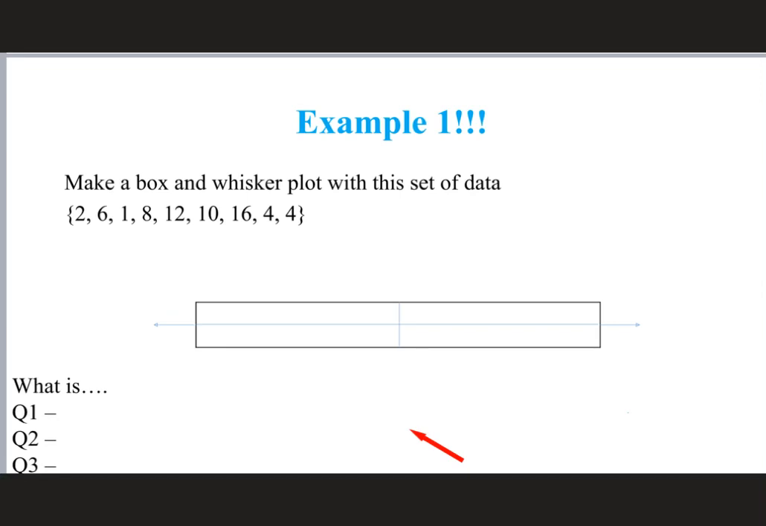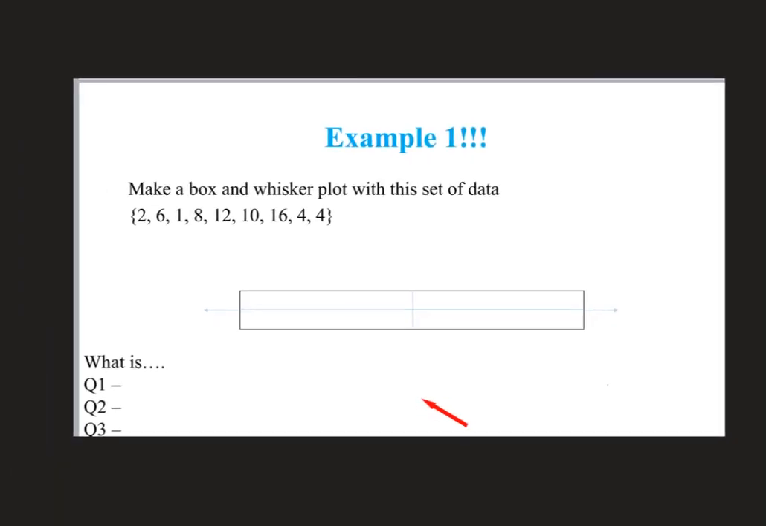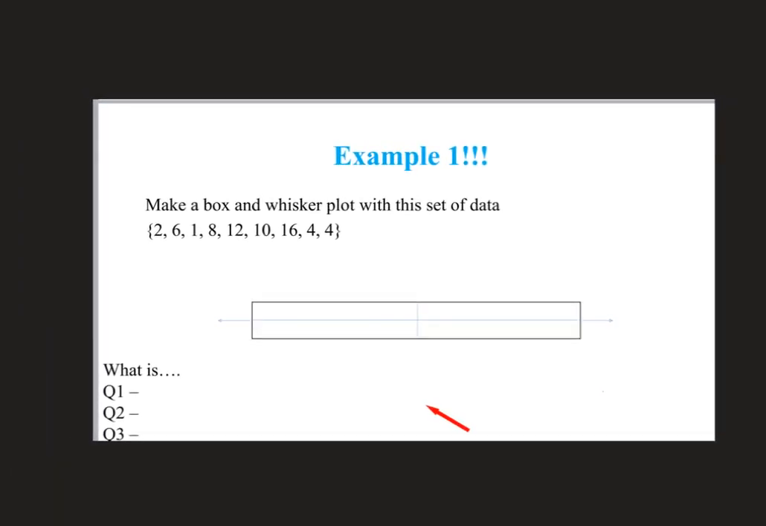All right, now example 1. We are going to make our own box and whisker plot. So the first thing we need to do is put our numbers in order. Okay, this is important. We have to put our numbers in order.